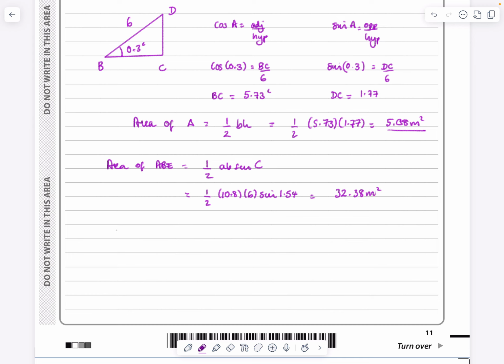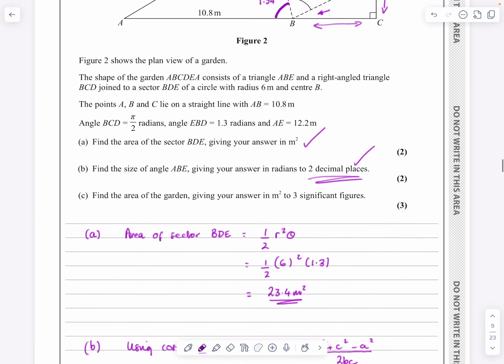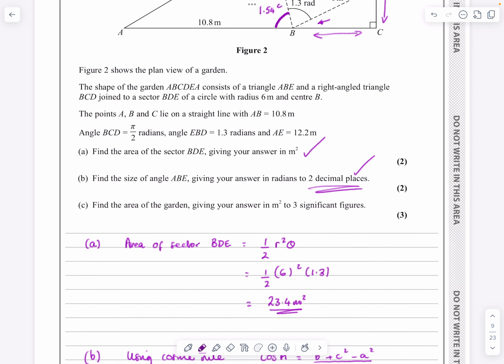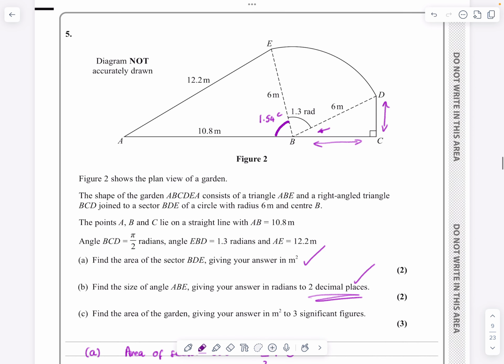And then the total area is the 3 areas that we now have. So it's our 23.4, our 5.08, and our 32.38. But we only want it to 3 significant figures. So when you do all that and add it to 3 significant figures, it comes back to 60.9 meters squared, and that's the last part, part C. Yeah, not too bad, that question. Took a little bit of time to do part C, but apart from that, relatively straightforward. Hopefully that all makes sense to everybody.